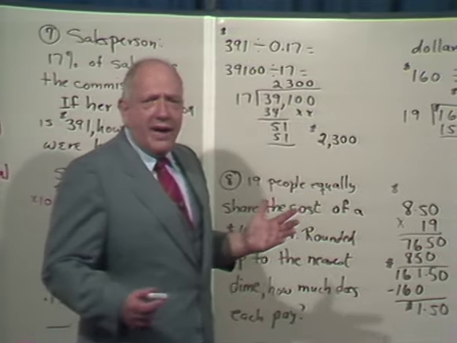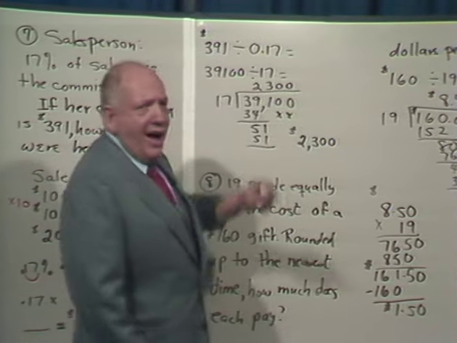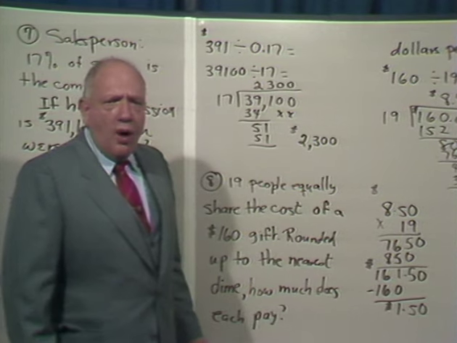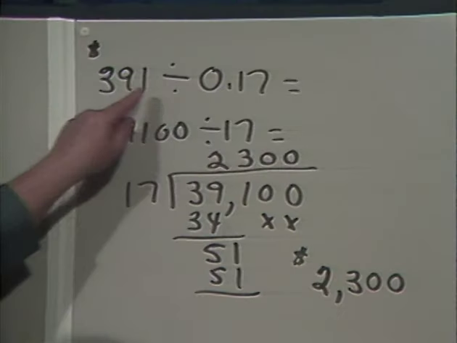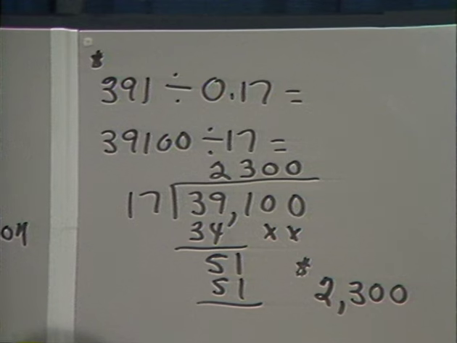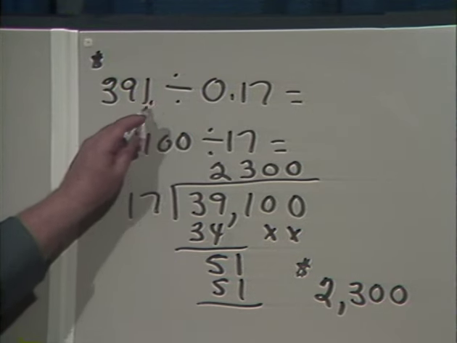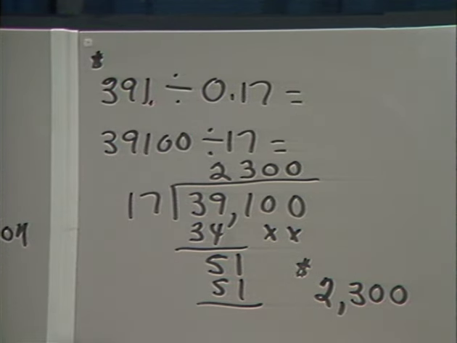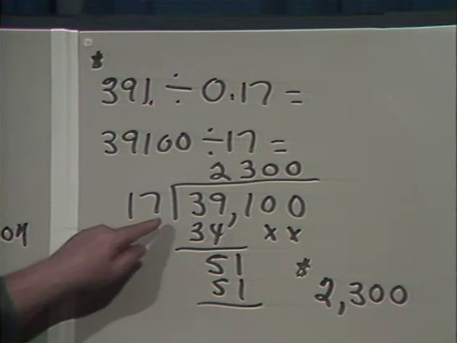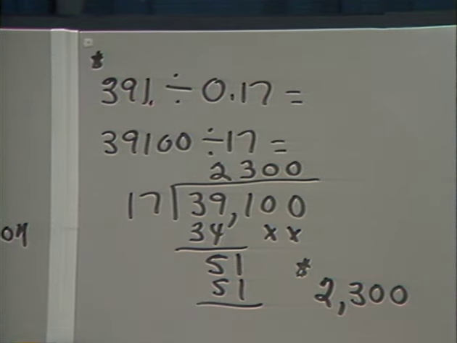And how do we handle that? Make this a whole number again. You see, basically, once you're down to here, we're back to problem number 1 or 2. The hard part was to get to here from the word problem. Once we're here, we just do these problems the same way. We move the decimal point 2 places here. That means we have to move it 2 places here. That means we have to annex 2 zeros. So it's 17 goes into 39,100.